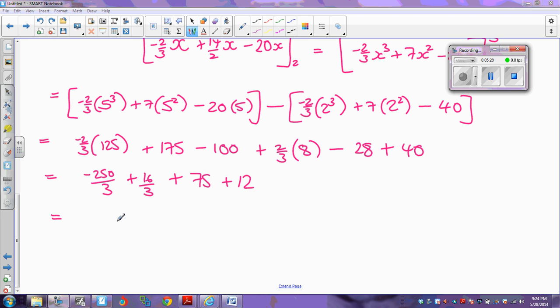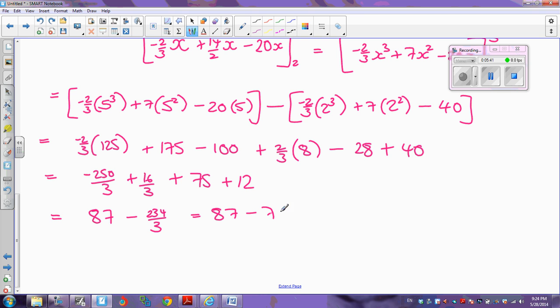Okay, adding the numbers, well, we've got 75 and 12 is 87, and then it becomes 87 take away 234 thirds, which is actually 87 take away 78, and that comes out as 9. So the area of the leaf is 9 square units.